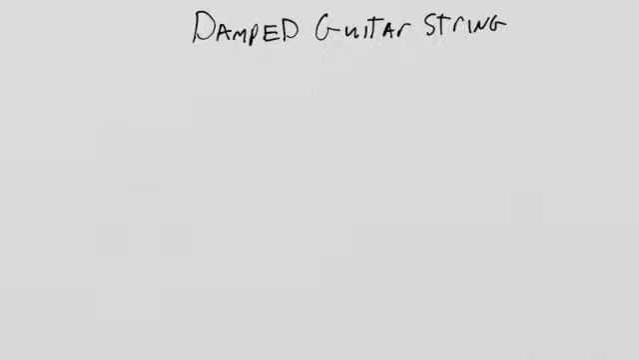All right, this lesson we are going to talk about the damped guitar string, right? Last time we did an expression for the undamped guitar string, which resulted in a very clean, very simple wave equation that looked like U_TT equals C squared U_XX.